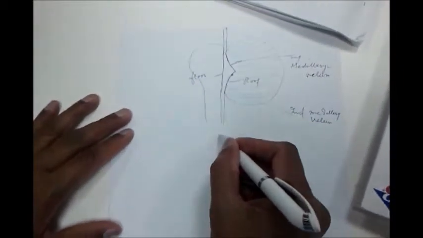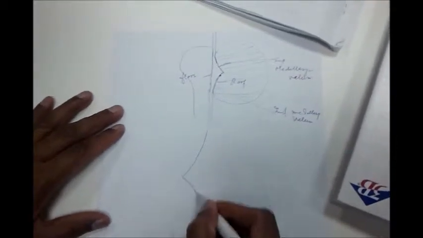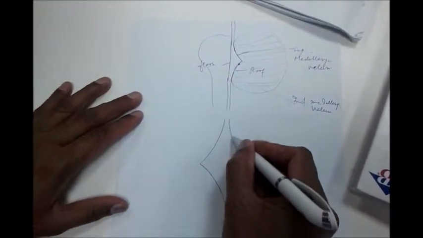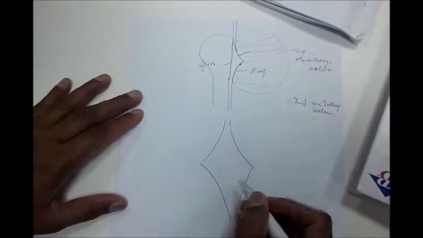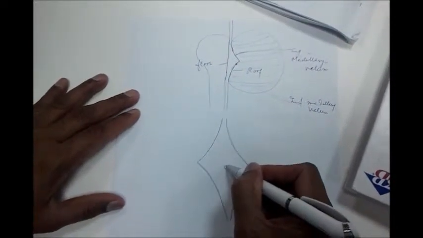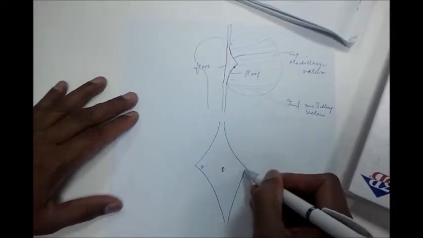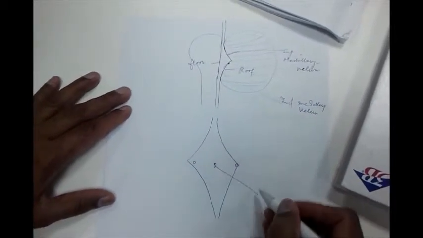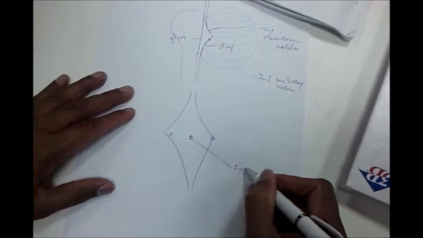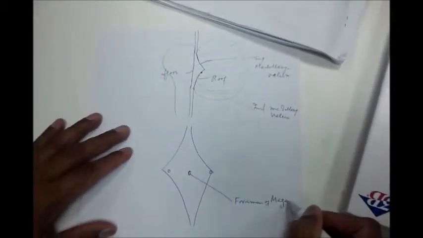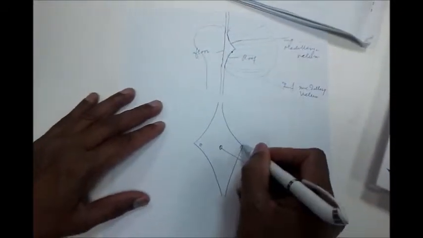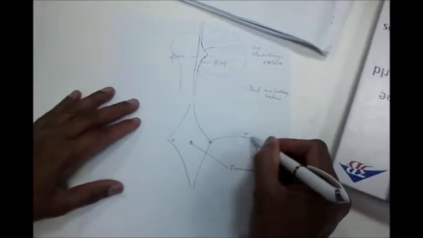And if you see it from behind, this fourth ventricle is shaped like a diamond. So one opening is present in the midline, and two openings are present on the sides. This single midline opening is known as the foramen of Magendie, and these two foramina are known as the foramina of Luschka.